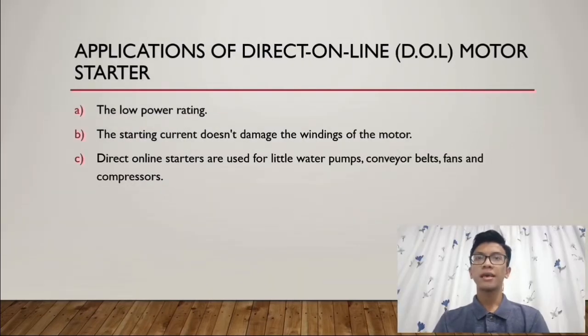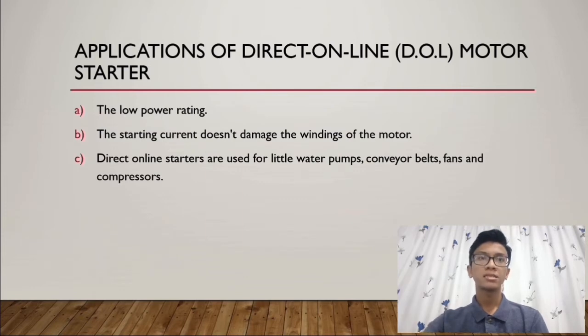The next is the application of the direct online motor starter. The first is the low power rating. The DOL starters are used for motors that have a low power rating. The next is that the starting current does not damage the winding of the motor because it has overload and overcurrent protection. And the last is that direct online starters are used for little water pumps, conveyor belts, fans, and compressors. It is because it has a thermal overload relay, magnetic overload relay, and electronic overload relay.